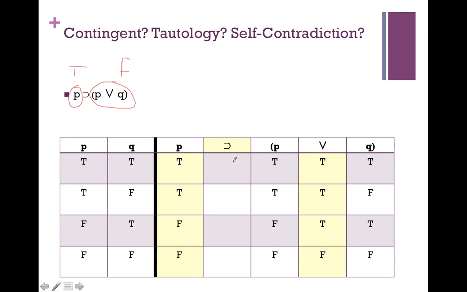So true and true, true. True and true, true. False and true, well, that's true because the only time it's false is up here. False and false, true. So notice what our main connective is. Our main connective here is true in every instance. This proposition right here is a tautology. It's true no matter what. It can never be false. It's impossible for this proposition to be false.